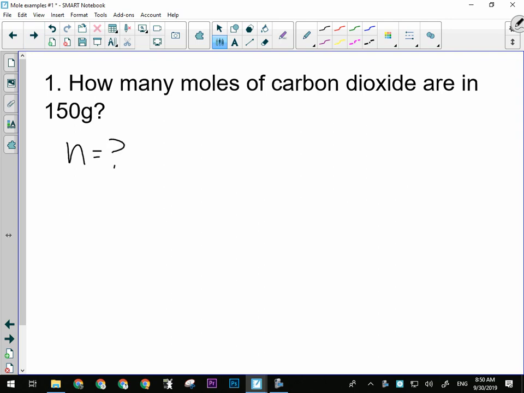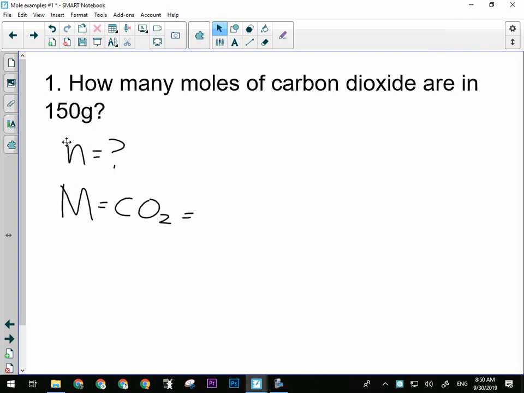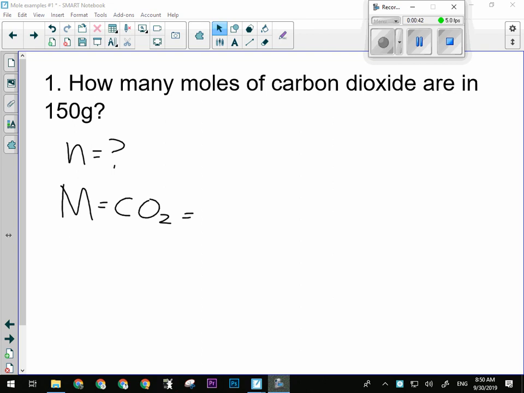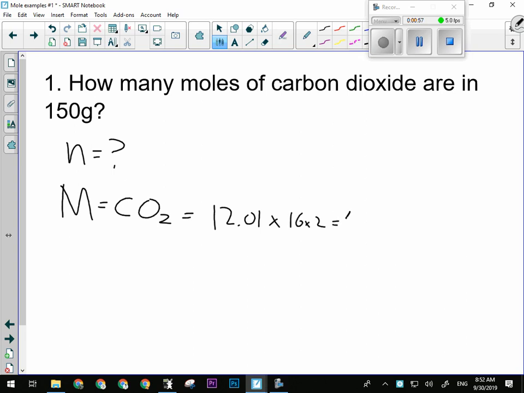It's telling us that the material is carbon dioxide, which will allow us to calculate the molar mass of the material. So we have carbon dioxide, which obviously has 1 carbon and 2 oxygens in it. So we're going to go 12.01 grams per mole for the carbon, and we're going to go 16 times 2 for the 2 oxygens. So that's going to give us 44.01 grams per mole. Okay, so there's our molar mass.